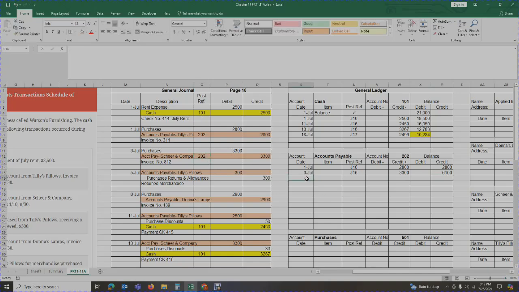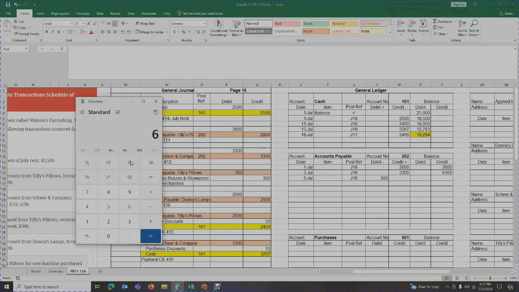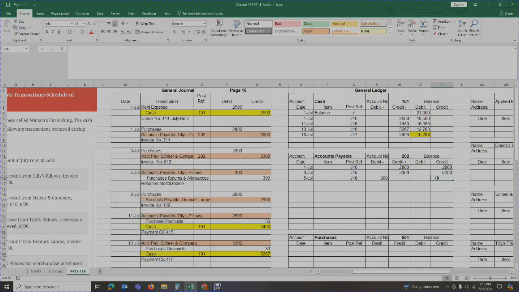Okay, then we're going to go to July the 5th, still in journal 16, and we have a debit of $300. So that means I'm going to get my ending balance of 6,100 credit, and I'm going to subtract 300. That leaves me with a credit balance of $5,800. So the balance is still a credit balance. Now I'm going to go back and I'm going to enter account number 202.